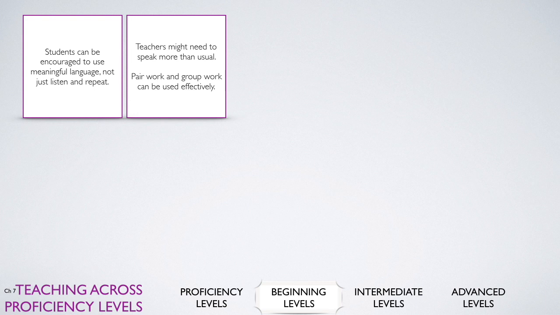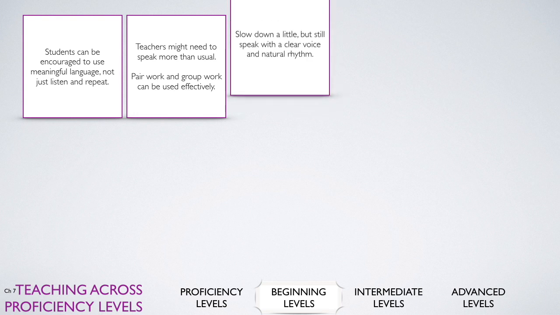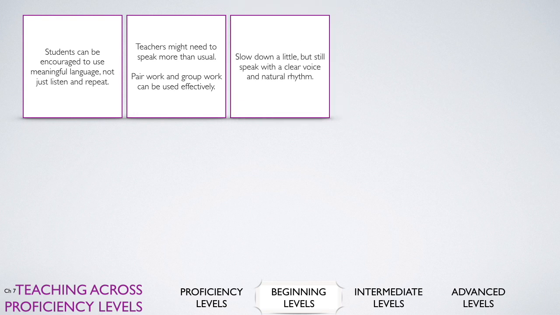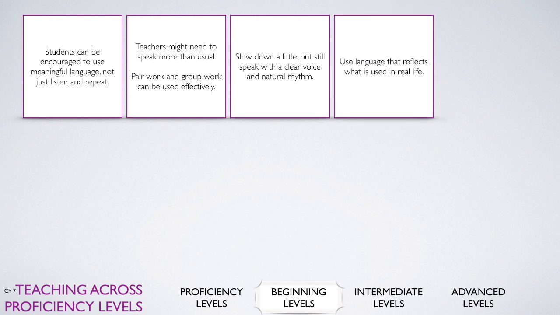You can also use pair work and group work effectively. When you are speaking with your beginner students, you need to slow down, but don't make it unnatural. A clear voice with a natural rhythm will work fine. Keep your language real. As I have said earlier, authentic language is important. You need to use language that reflects what is used in real life at this level too.